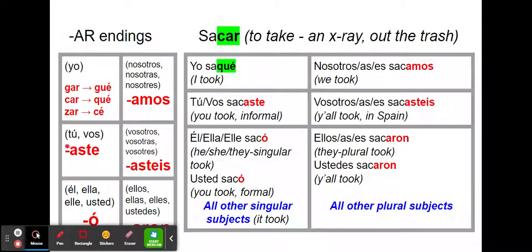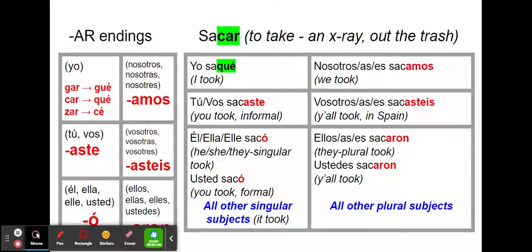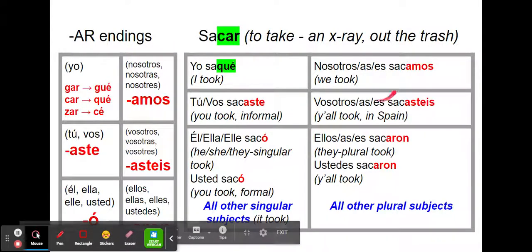So let's look at the tú, vos, you form. So that would be tú sacaste or vos sacaste. Él, ella, elle sacó. He took, she took, they took out the trash or took an x-ray. Usted sacó would be you took, if you're talking to someone in a formal way. Usted sacó la basura would be, did you take out the trash?